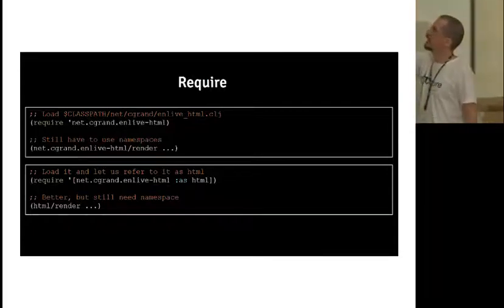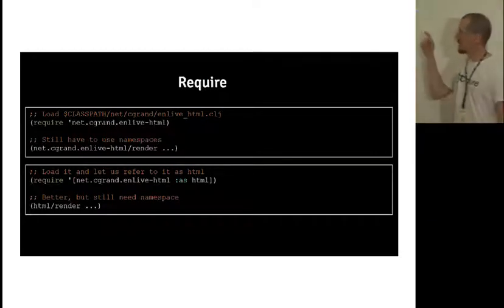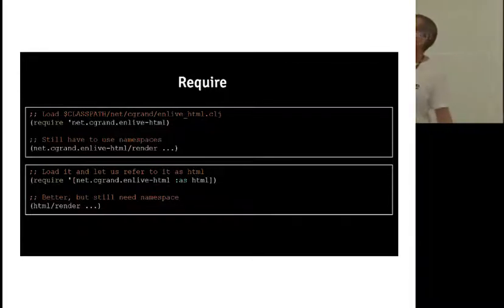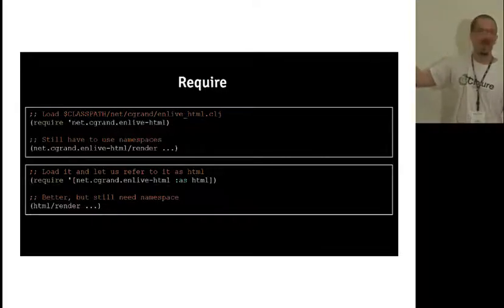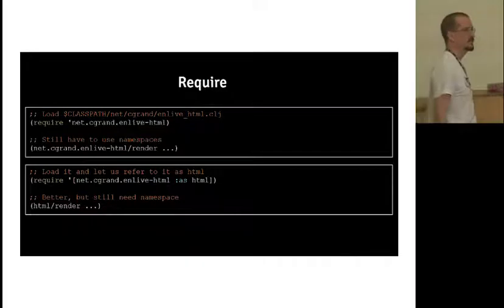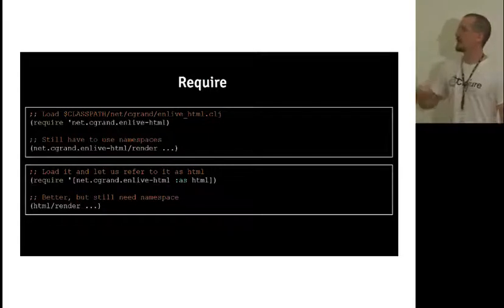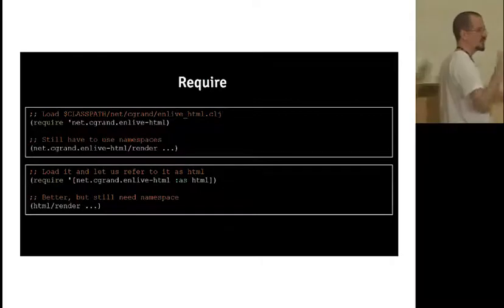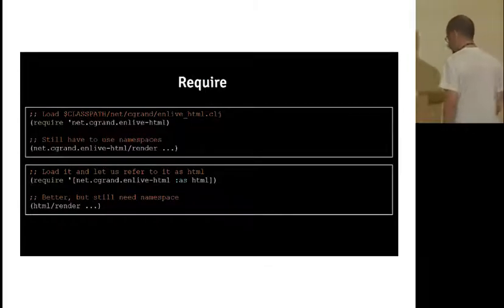Now, this is kind of annoying. In live, you got to type all this out. You can do a little bit better if instead of a symbol, net cgrand enlive-html, you give it a sequence. If the first thing names the library, then you can have an as, and then you can give it an alias. And that just saves some typing. That just says, you know what? html now means net.cgrand.enlive-html. And so now you still have to use the namespace. You still have to say html/render, but you can do it. So here we go. We've got loading. Yay. Okay. So that's kind of step one.